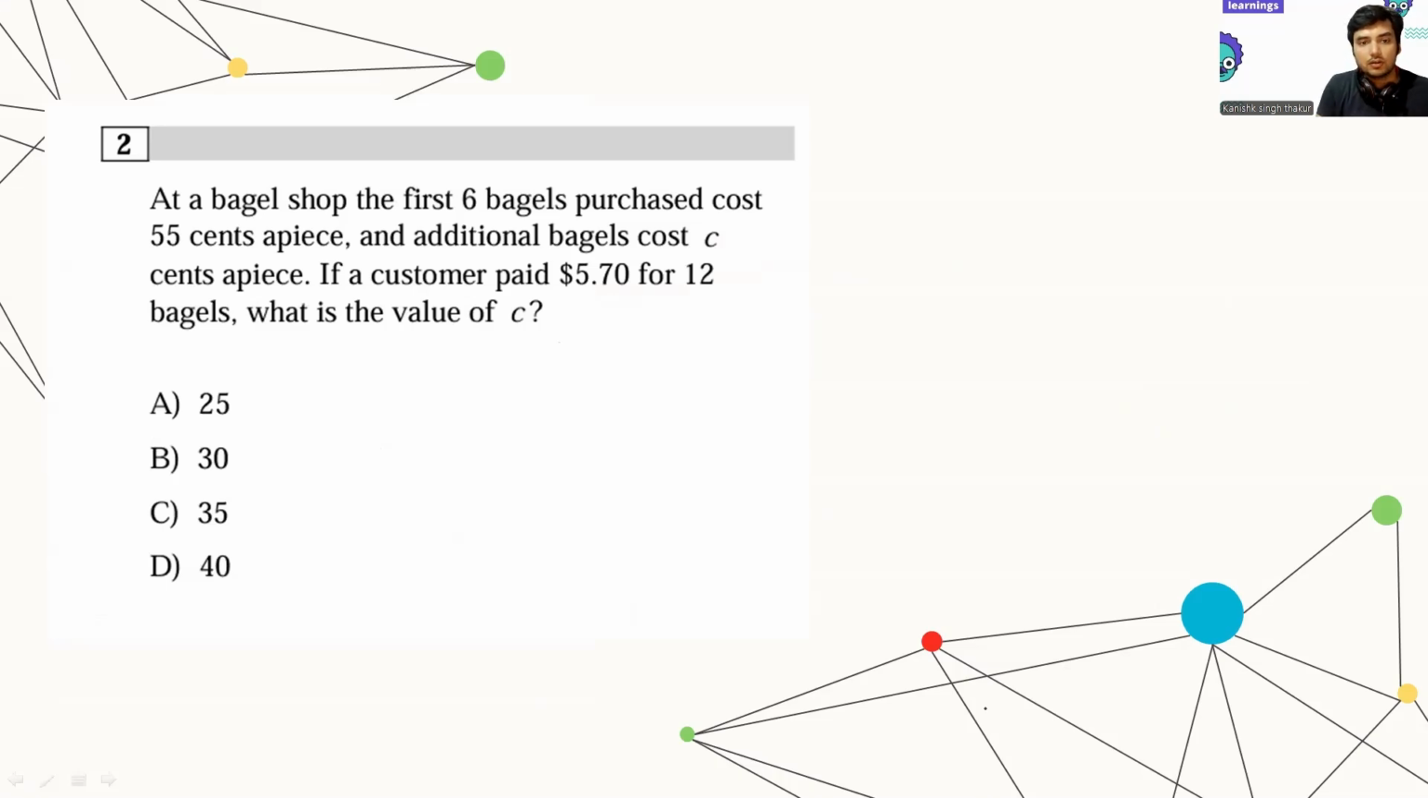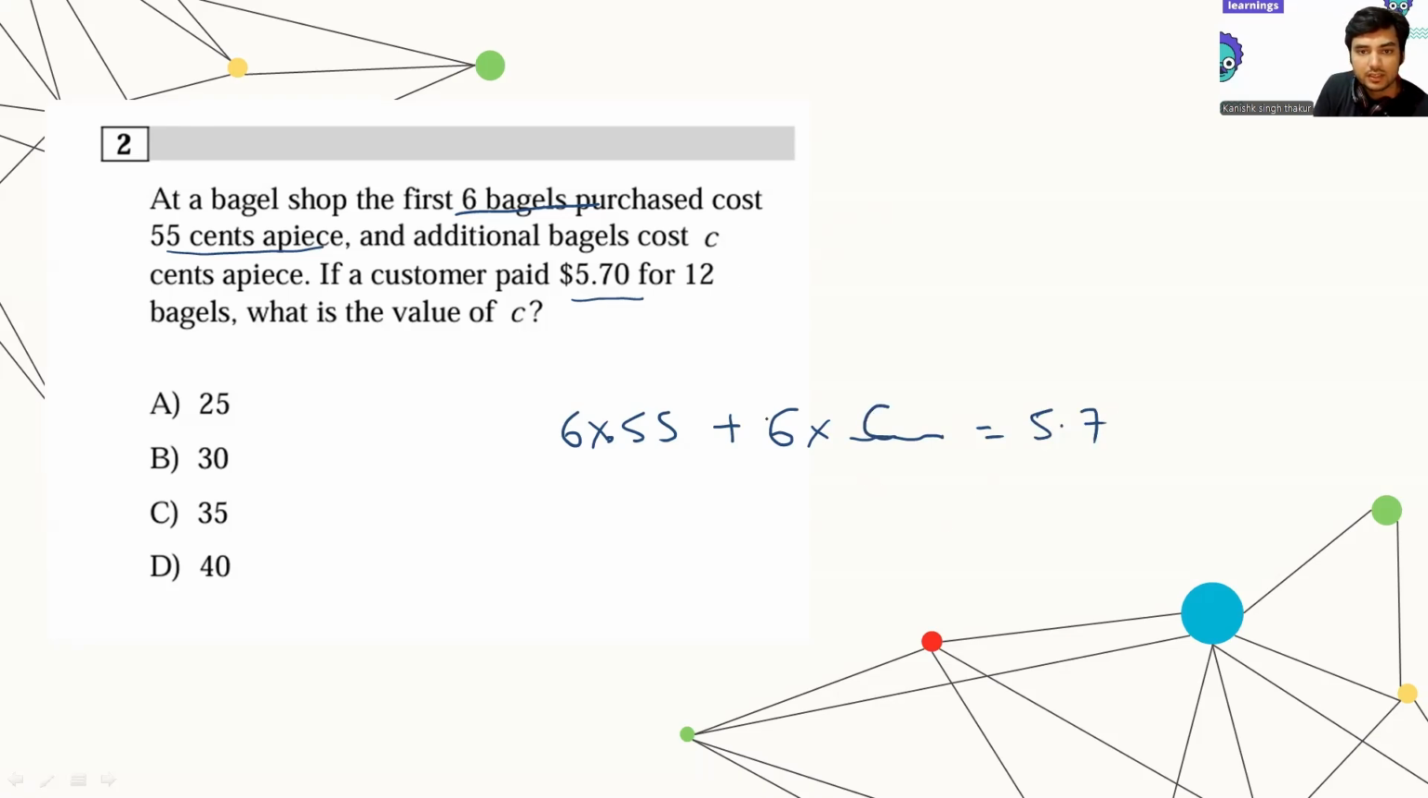At a bagel shop, the first six bagels purchased cost 55 cents a piece, right? The first six, and additional bagels cost C cents a piece. A customer pays 5.7, right? So 6 would be 6 times $0.55, plus, for 12 bagels, 6 are remaining. 6 times something is giving you 5.7, isn't it?